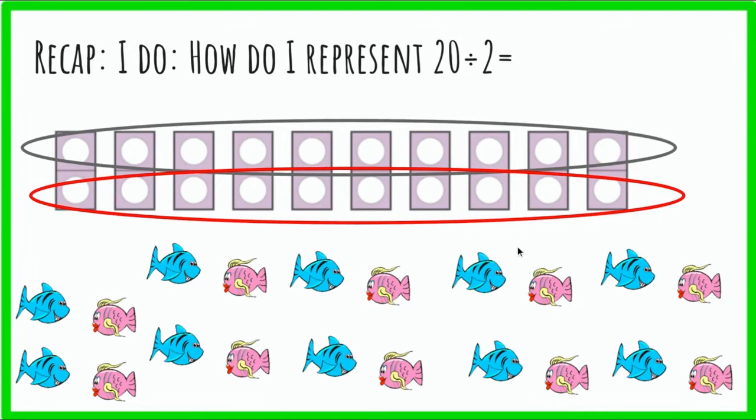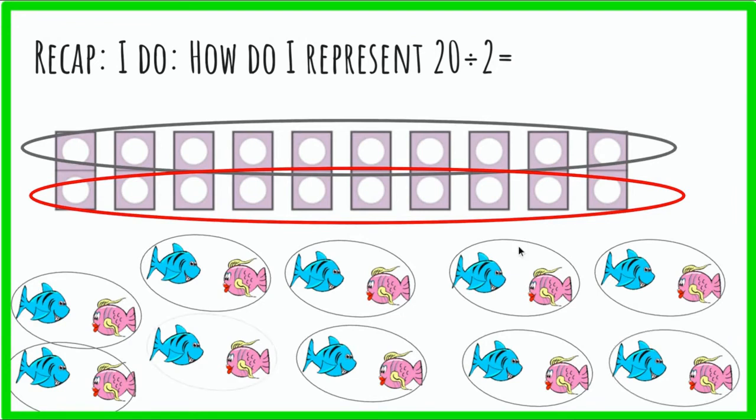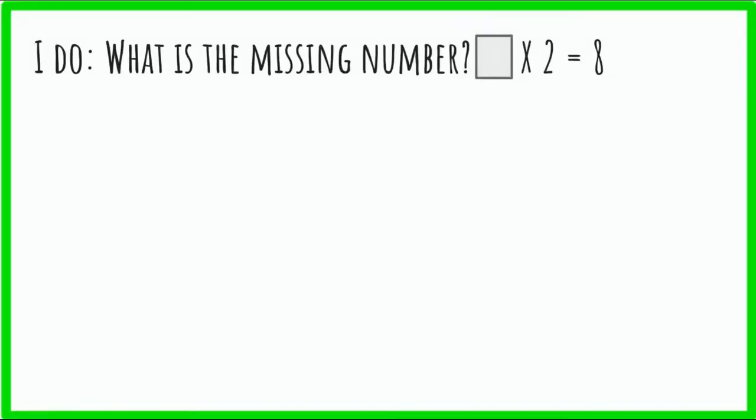Now below, I've got 20 fishes, and I'm going to group them into twos. So I've got one, two groups of two, three groups of two, four groups of two, five groups of two, six groups of two, seven groups of two, 8 groups of 2, 9 groups of 2, 10 groups of 2. So 20 divided by 2 equals 10. I'm going to show you how to solve missing number problems.